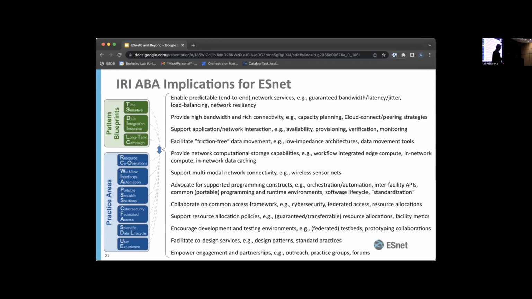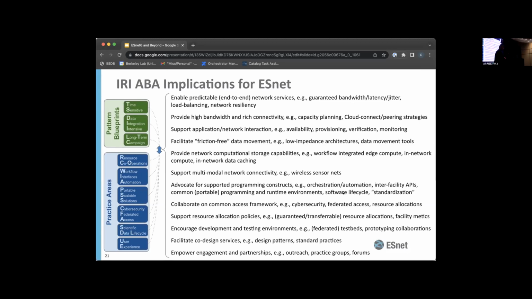Friction-free data movement. These are things like the Science DMZ, right? Integrating Globus, our DTNs. Network computational storage capabilities. So one of the things that we're doing is we're starting to deploy caching in the network. We're also starting to explore edge compute, right? So it's not just centralized compute like a high performance center or a cluster, but you have these smaller edge compute functions that allow you to run specific functions that are tied to the instrument. Again, multimodal network connectivity. We're looking at wireless sensors.